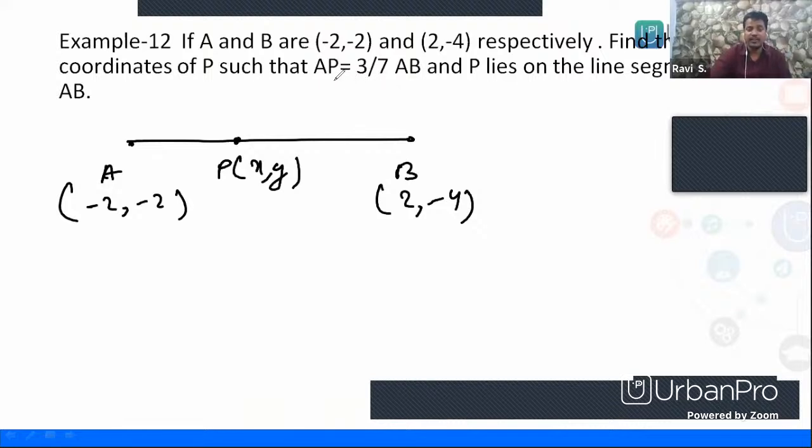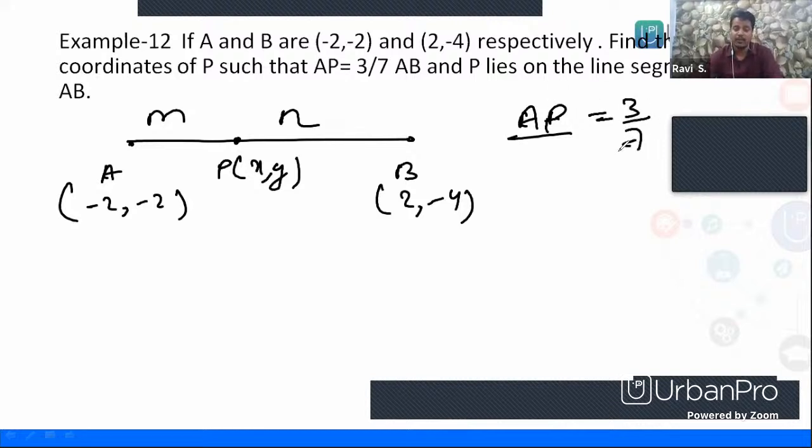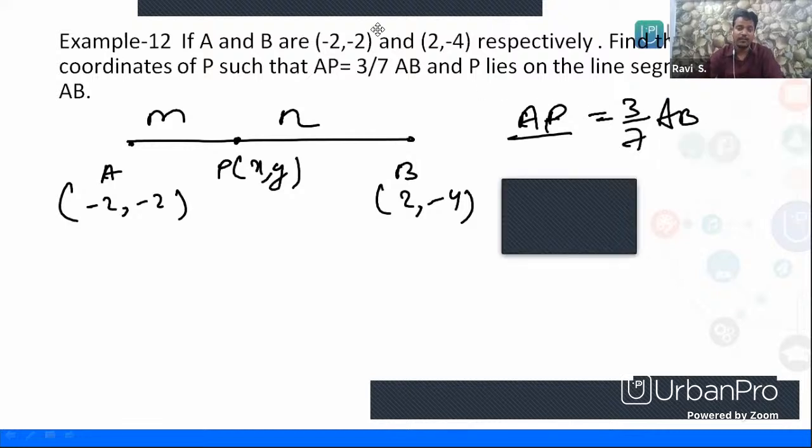Now the only thing that is given here is AP is equal to 3 by 7 AB. But we don't know the ratio exactly, right? We need to find out the value of m and n, guys. Then only you are going to find out the point P, that is x, y. So how are we going to find out the ratio m is to n? One thing is given here, that is AP is equal to 3 by 7 of AB, correct?